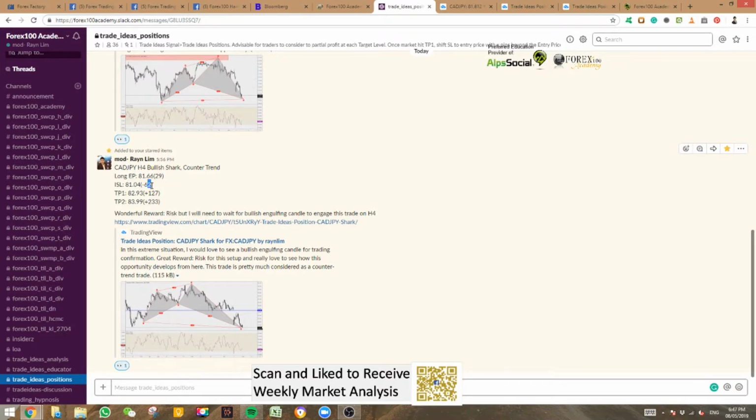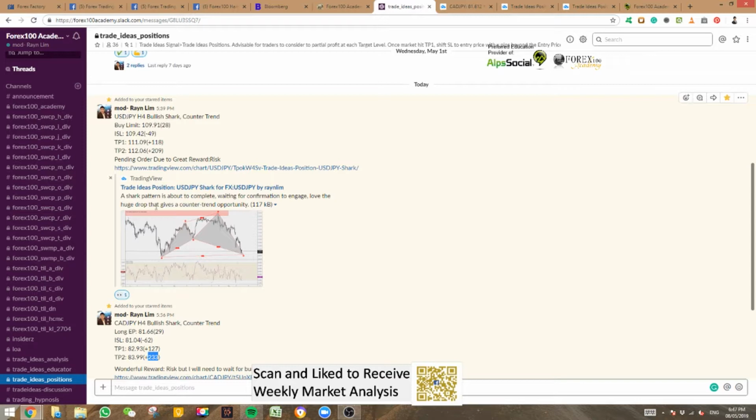High risk trade for this, definitely, although your returns are very good. 62 pips of risk, 127 pips of profits, 2.33, fantastic. But look at the difference. I'm risking 49 pips for here versus 62 pips. So definitely I prefer dollar yen.